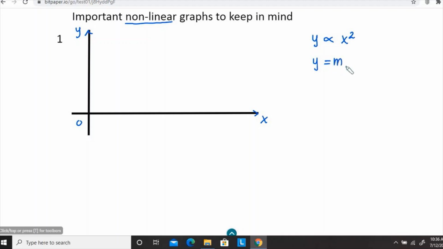Again, let's call that proportionality constant m, and then I'll have y equals mx squared. So how would we plot this graph? It's going to look like this. It will definitely be a curve, not a straight line. It's going to look like this. So y equals mx squared.